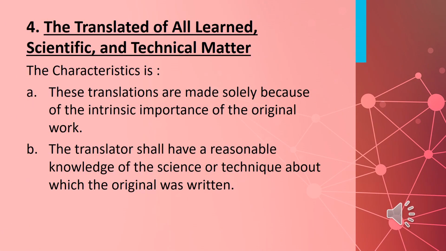Number 4 is the translation of all learned, scientific and technical works. Scientific and technical translating has certain characteristics, among others. A. These translations are made solely because of the intrinsic importance of the original work, an importance that is strictly confined to the practical business of living. For example, Elsie Pun's Medalist was translated into Japanese only because the Japanese needed to know the principle of heredity.